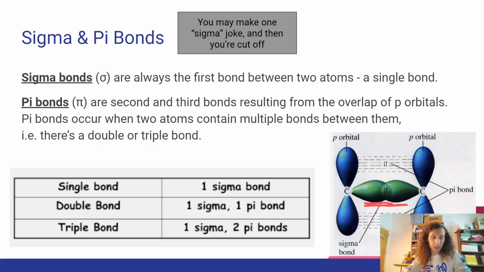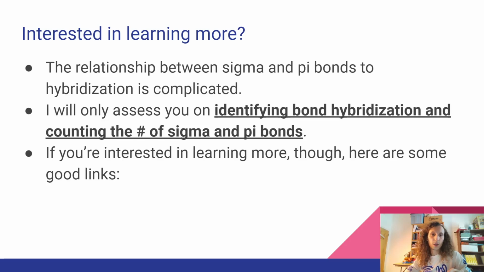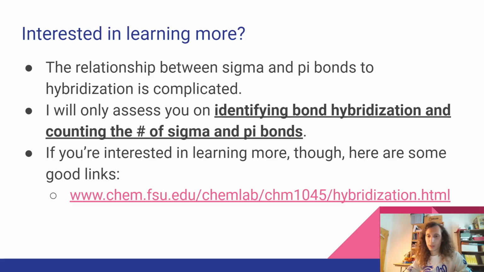And again, this is really just like a counting game, so we'll do some practice with this. If you're interested in learning more, you can look at the slides and click this link. There's some really cool stuff, but really all I'm going to be looking at is, can you identify bond hybridization, so SP, SP2, and SP3, and can you correctly count and identify how many sigma and pi bonds are present in a molecule given its Lewis structure.